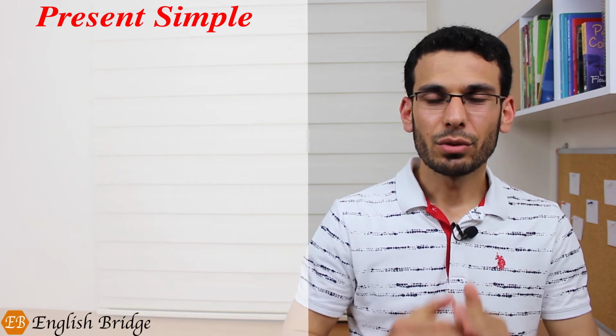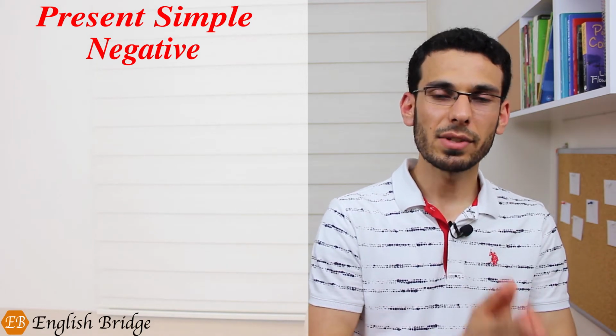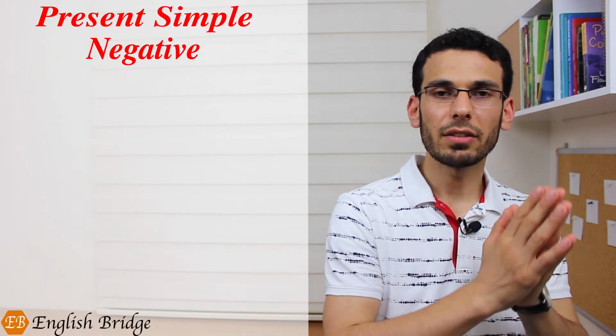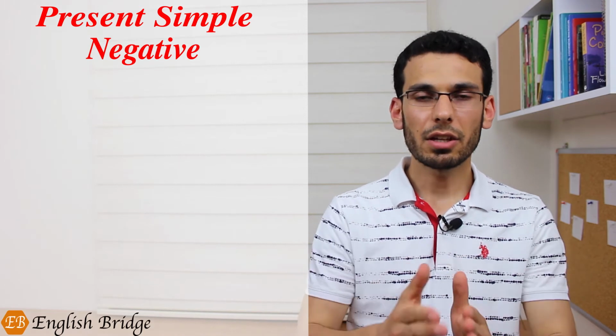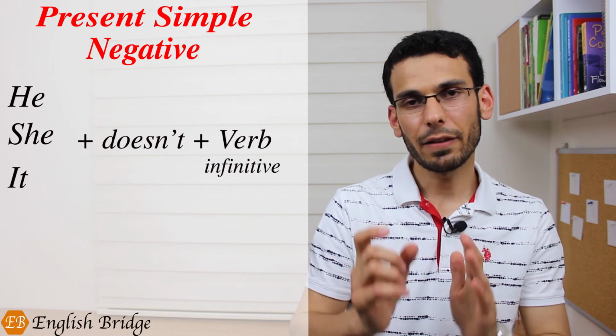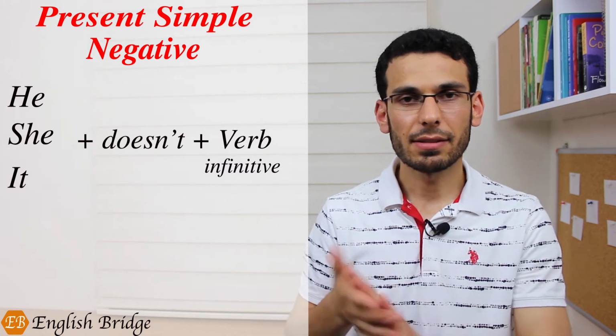The next point that we need to talk about is negative. How we change a positive sentence to negative. As we talked about before, when we have I, they, you, we, in negative we use don't followed by a verb. I don't, etc. Here, when we have he, she, it, we should use doesn't, and after doesn't we use the infinitive form of the verb. So the S is deleted.